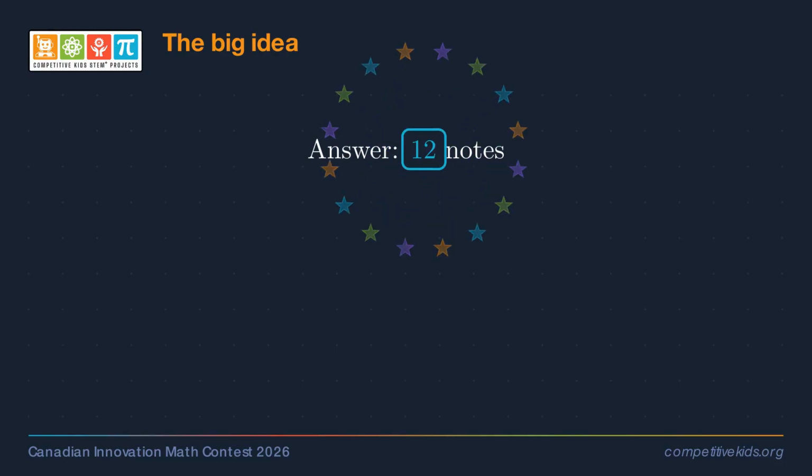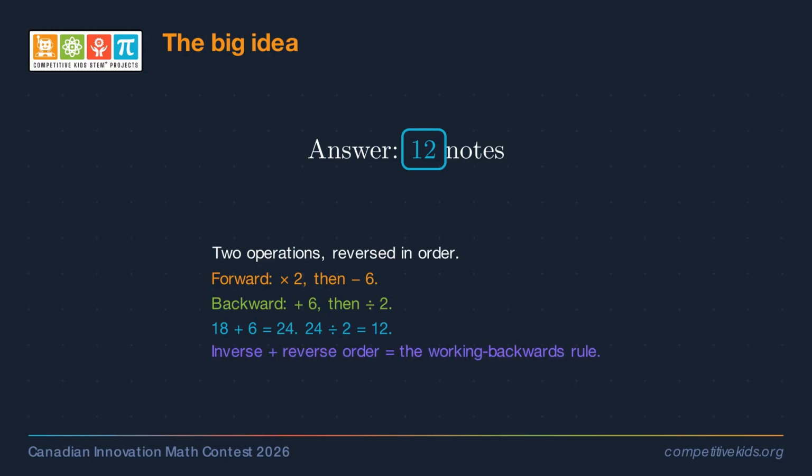The answer is 12 notes. 2 operations reversed in order. That is the heart of working backwards on any operation chain. Whether the steps are arithmetic, transfers, or rules, the reverse order rule never changes.